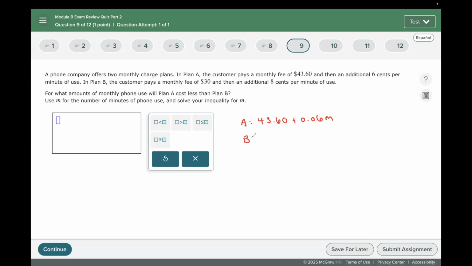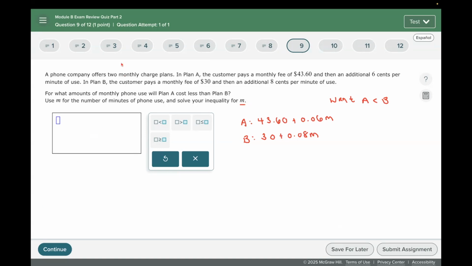In Plan B, customer pays a monthly fee of $30. And then 8 cents per minute of use. And for what amounts of monthly phone use will Plan A cost less than Plan B? So we want A strictly less than B. Notice if they wanted equality, they'd say less than or equal to. And they want us to use M eventually when we write in our answer.